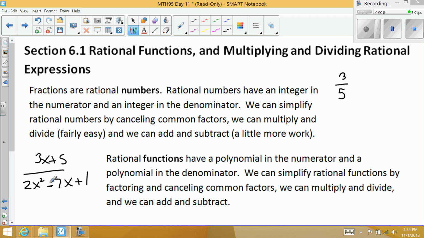And again, we can simplify rational functions by factoring and canceling common factors, just like we did with fractions. We can multiply and divide, which is not too hard because we don't need the common denominator, and then adding and subtracting these, I will warn you, is going to be a bit of work.